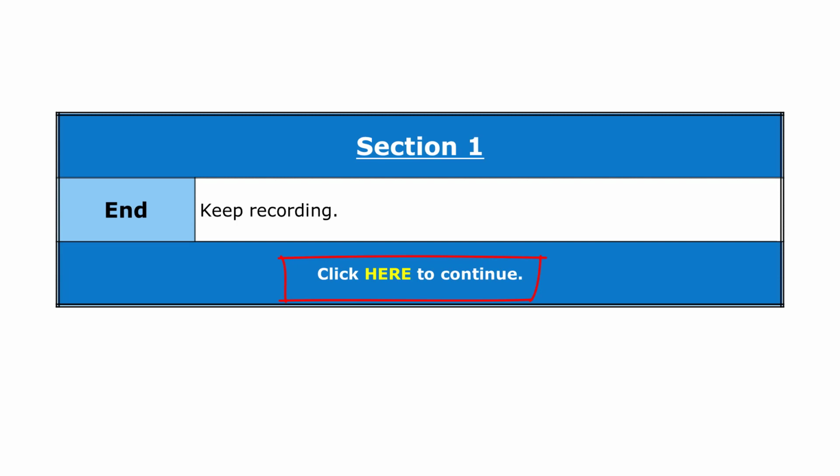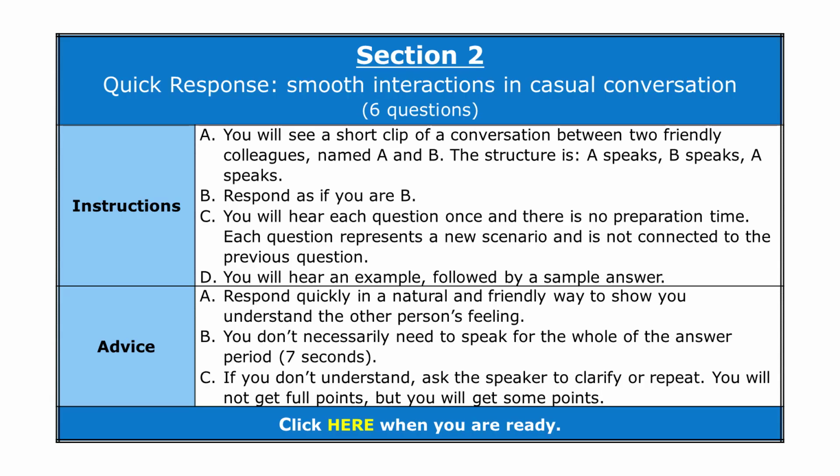This is the end of Section 1. Section 2. Quick response. Smooth interactions in casual conversation. You will see a short clip of a conversation between two friendly colleagues named A and B. The structure is A speaks, B speaks, A speaks. Then respond as if you are B. You will hear each question once, and there is no preparation time. You will hear an example followed by a sample answer.